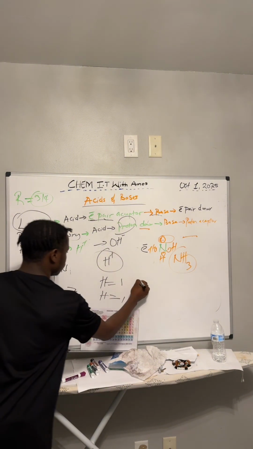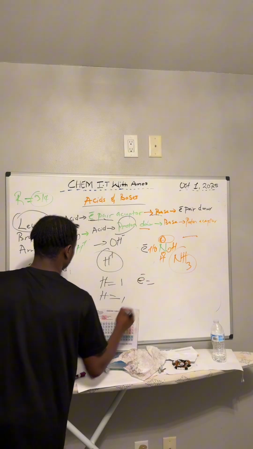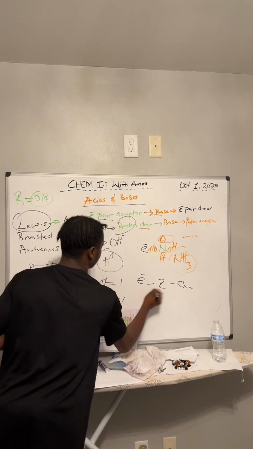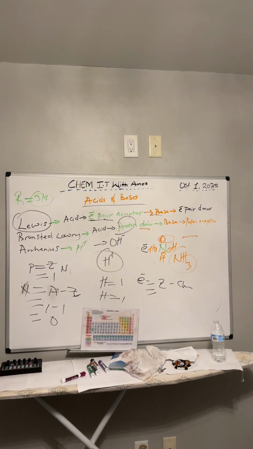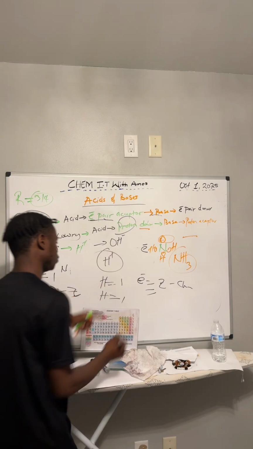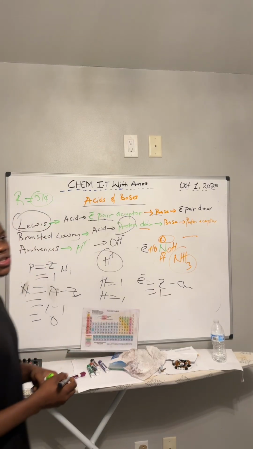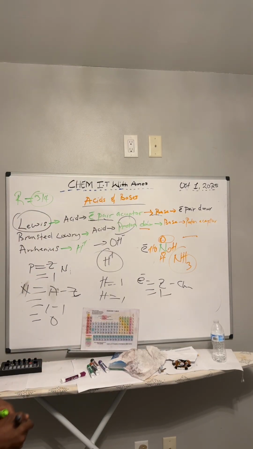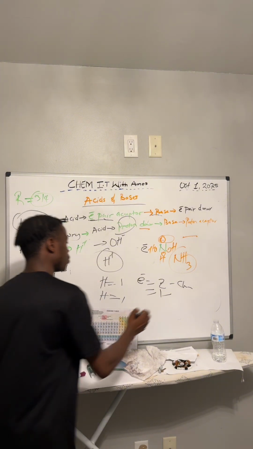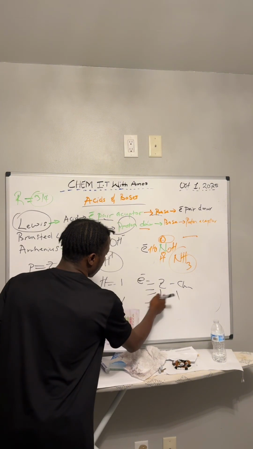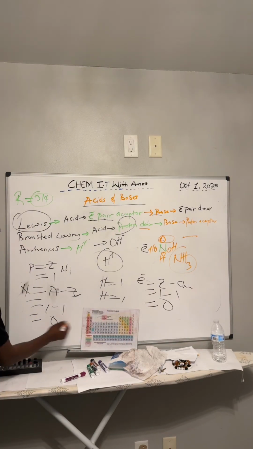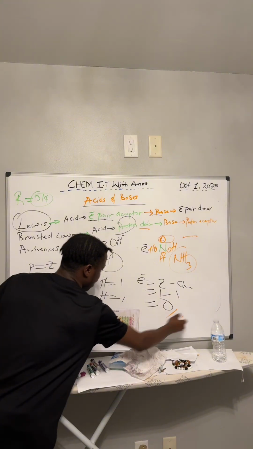To find electron, we say electron is equal to the atomic number, Z, minus the charge. What is the atomic number of hydrogen? It is 1. And which charge does the hydrogen ion have? It's plus, meaning 1. So it is an ion right there, so it becomes 1 here. You say 1 minus 1 gives us 0. So you notice that you have 0 neutron and 0 electron, but what?